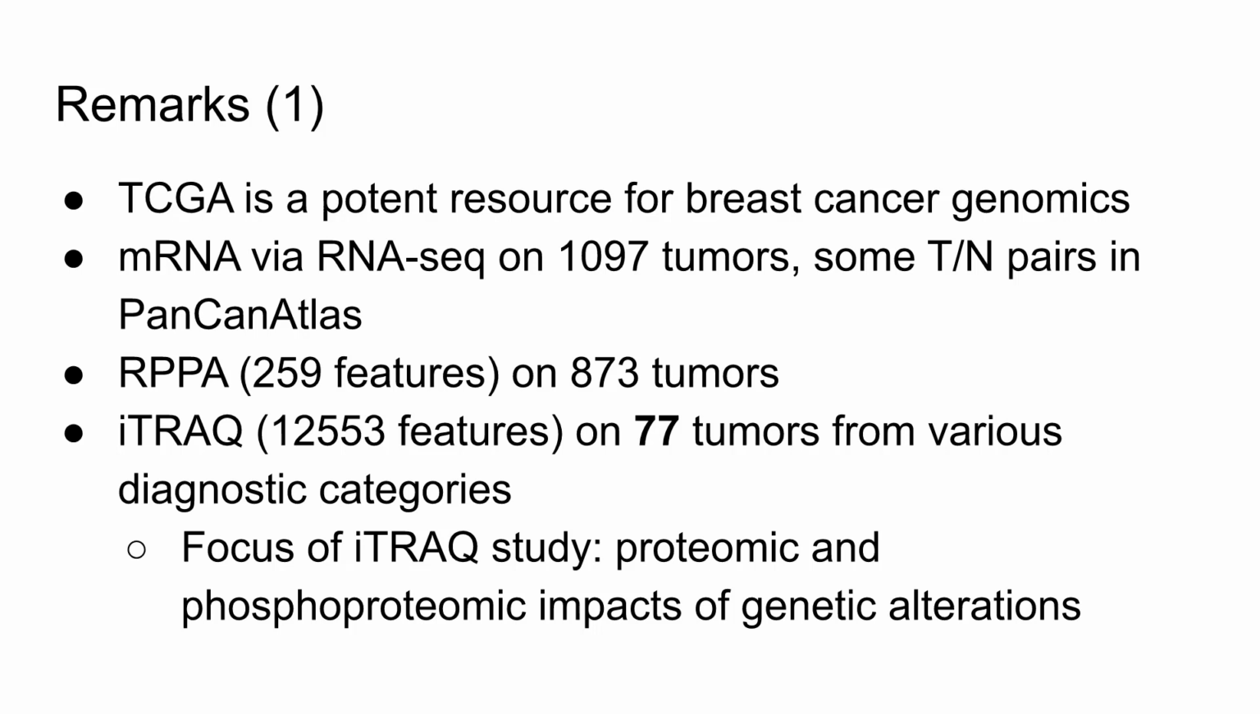So to summarize where we've gotten to now, we have this TCGA. It's a potent resource for many different types of cancer. We're going to focus on breast cancer. There's RNA-seq done on 1,000 tumors, and there are some tumor normal pairs. There's reverse phase proteomics on 873 tumors, only 259 features, and the iTRAQ quantifications involve 12,000 features on 77 tumors. And this is where we have boiled the data down, or we've used their reduction of the data to gene level.